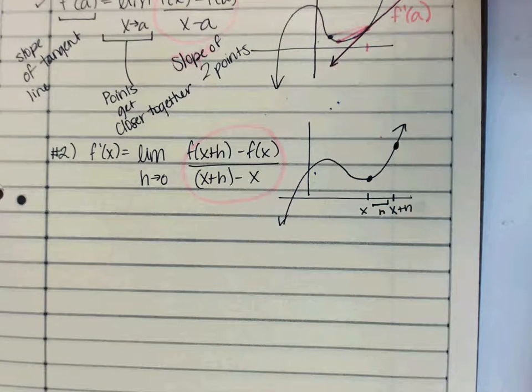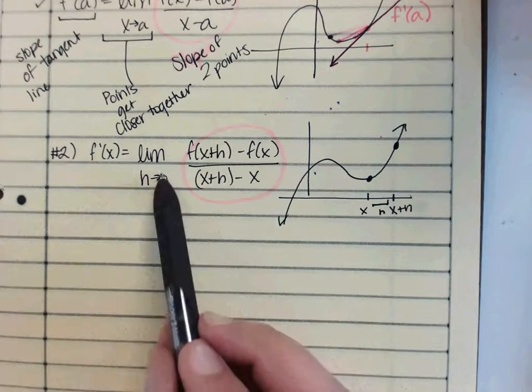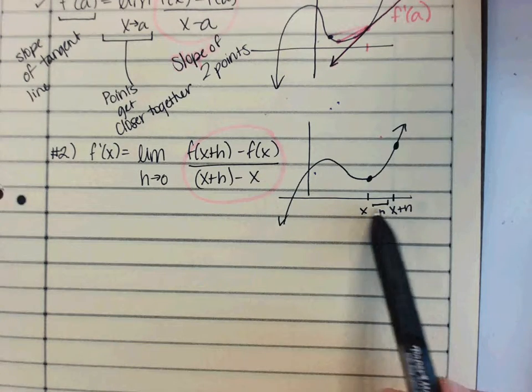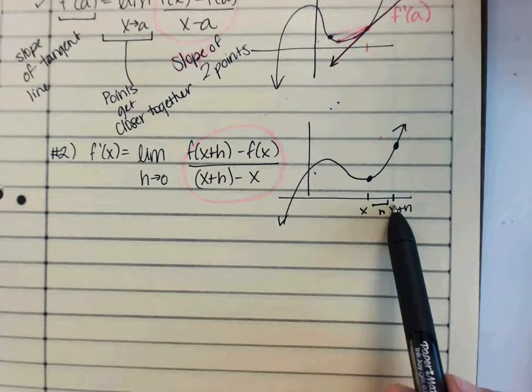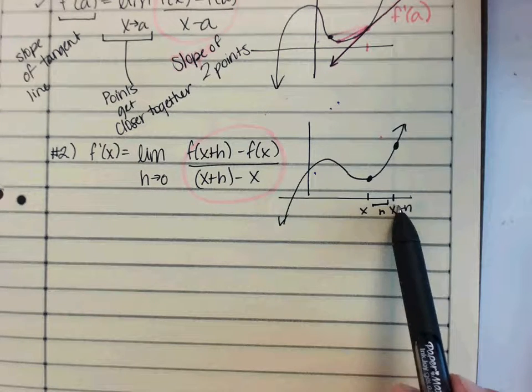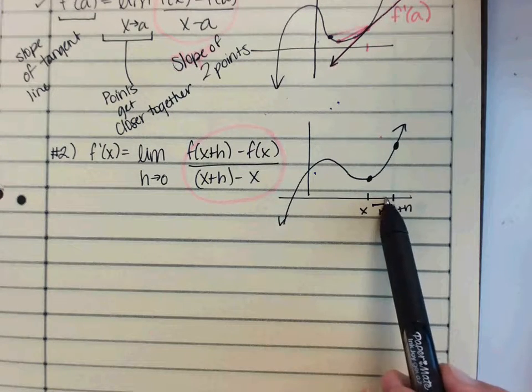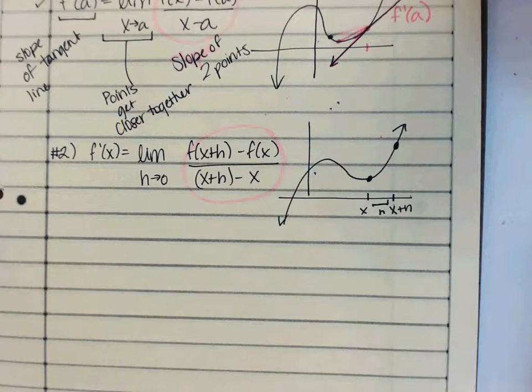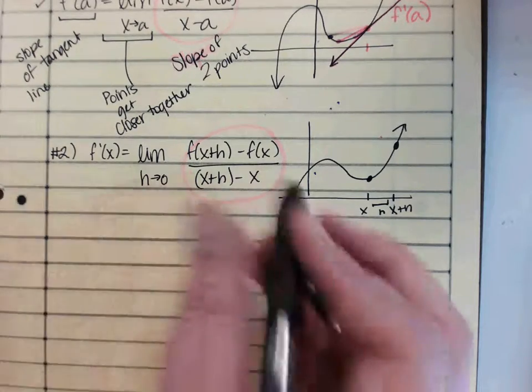So far, so good? So I still have 2 points. I'm still taking the slope between them. But what is going to happen as my h, which is how far apart these are, as that h goes to 0, what's going to happen to this second point? It's going to do what? It's going to get closer, just like the other limit. When h, which is the distance between the dots, goes to 0, that second dot is coming closer and closer. It's the same thing, it's just written differently. Okay? So we're going to do a couple of examples, I think only 3, and then we'll do your homework.